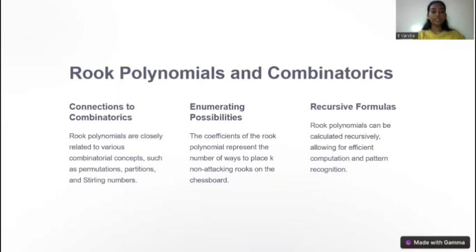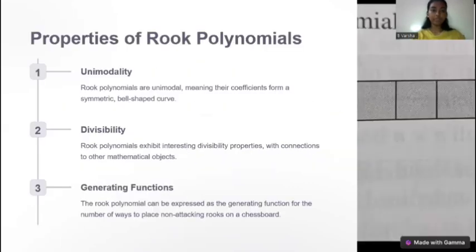Rook polynomials and combinatorics. First, connections to combinatorics. Rook polynomials are closely related to various combinatorial concepts such as permutations, partitions, and Stirling numbers. Second is enumeration possibilities. The coefficients of the rook polynomials represent the number of ways to place k non-attacking rooks on the chessboard. Third is recursive formulas. Rook polynomials can be calculated recursively, allowing for efficient computation and pattern recognition.